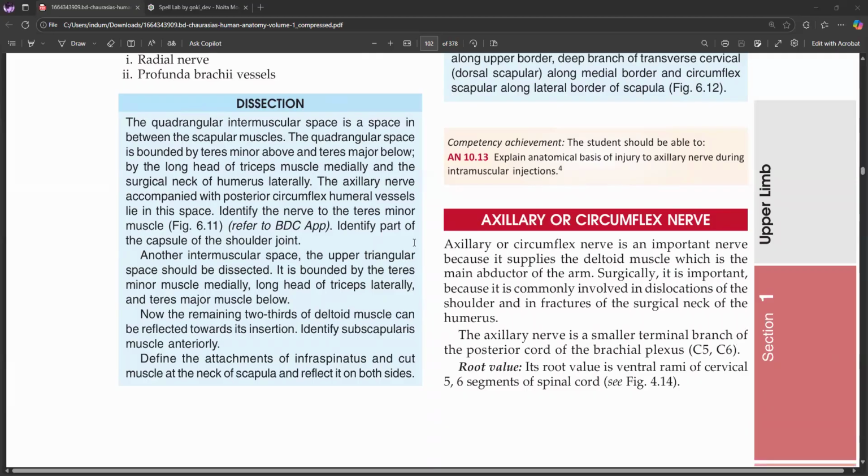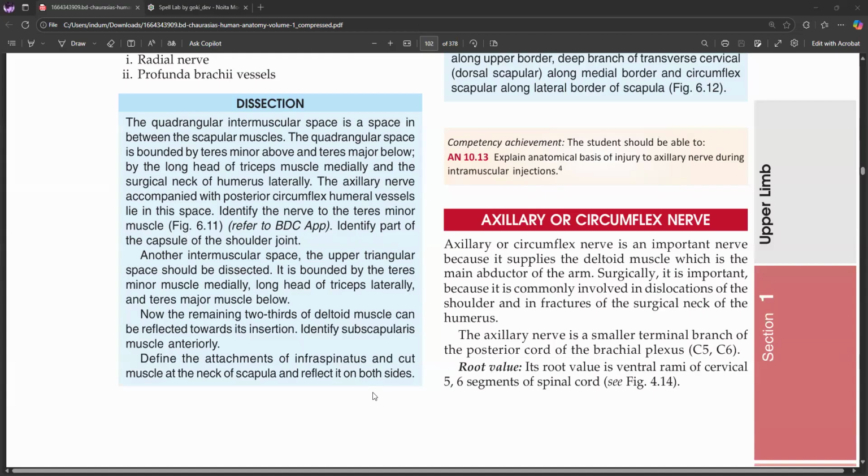The quadrangular space is bounded by teres minor above and teres major below, by the long head of triceps muscle medially and the surgical neck of humerus laterally. The axillary nerve, accompanied with posterior circumflex humeral vessels, lies in this space. Identify the nerve to the teres minor muscle. Identify part of the capsule of the shoulder joint. Another intermuscular space, the upper triangular space, should be dissected. It is bounded by the teres minor muscle medially, long head of triceps laterally, and teres major muscle below.